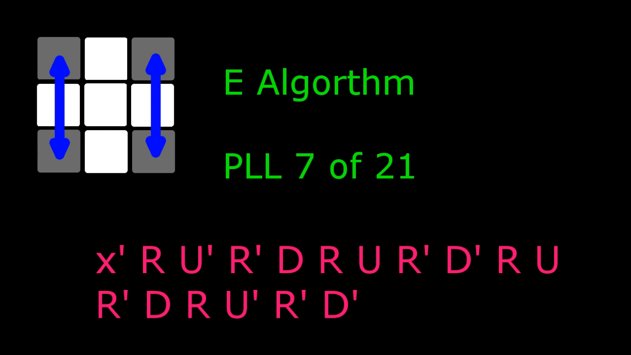Hey everyone, continuing our PLL series with the E algorithm. This is the adjacent corner swap. I like to do a vertical adjacent corner swap because it lets me do this X prime R trick where you flip your hand and then you get two moves for the price of one. So let's take a look at how that goes.